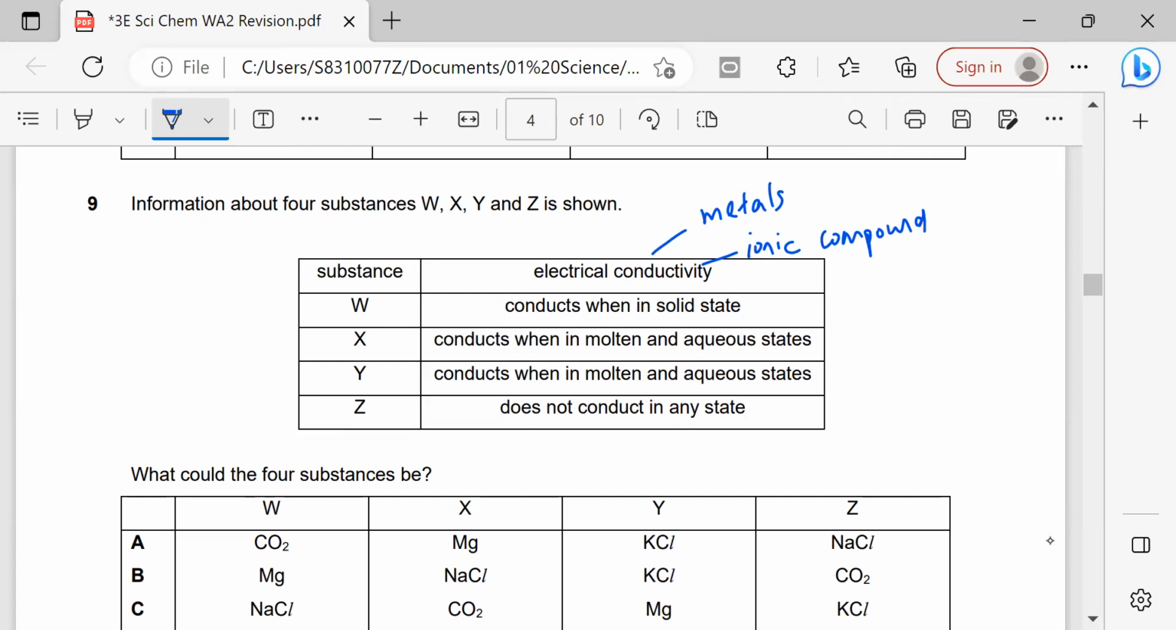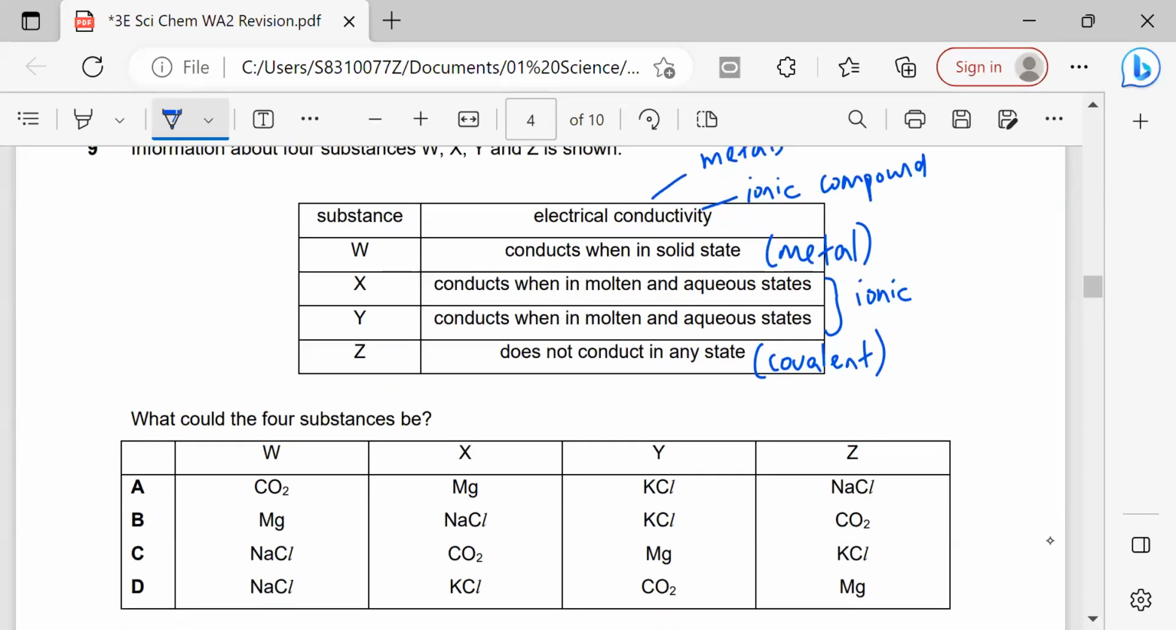So if you look through the 4 substances W, X, Y, and Z, you realize that W can conduct when in solid state. This means that this is a metal. X and Y are able to conduct electricity when in molten and aqueous states. These are ionic compounds. And finally, we have Z, which does not conduct in any state. That means this must be the last substance that we have learned, which is covalent compounds.